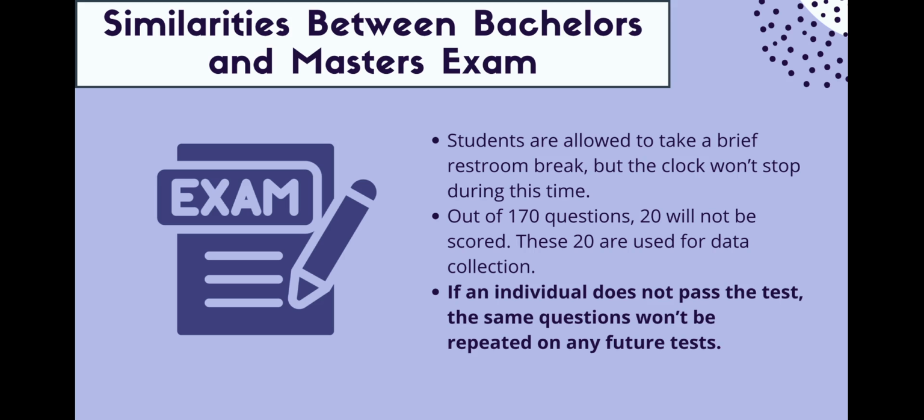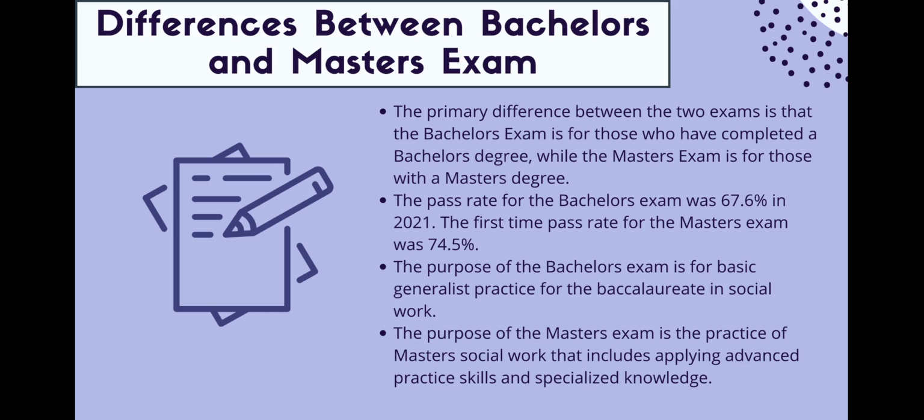With both exams too, if you do not pass the exam, these same questions will not be repeated on any future tests you take. But let's talk about the differences. So of course, first difference is that the bachelor's exam is intended for those who have completed a bachelor's degree, while in order to take the master's ASWB exam, you need to have completed a master's degree.